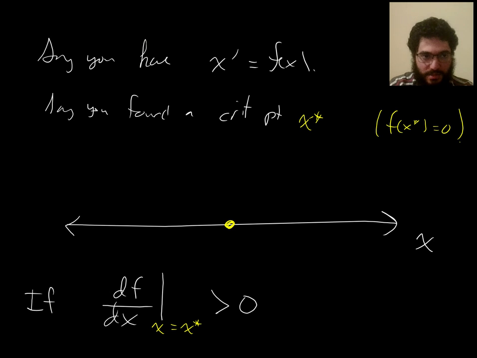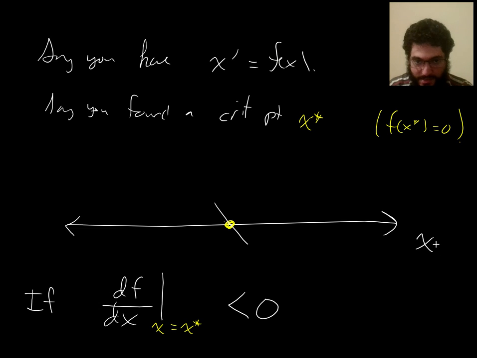On the other hand, if this were less than 0, then you would expect this for the portion of the plot of f of x versus x that passes through this yellow dot. Then to the left, you would expect increasing behavior, and to the right, decreasing behavior. That's a stable equilibrium. So that's information you can get by just computing the derivative and evaluating and looking, is it positive or negative? No plots needed.